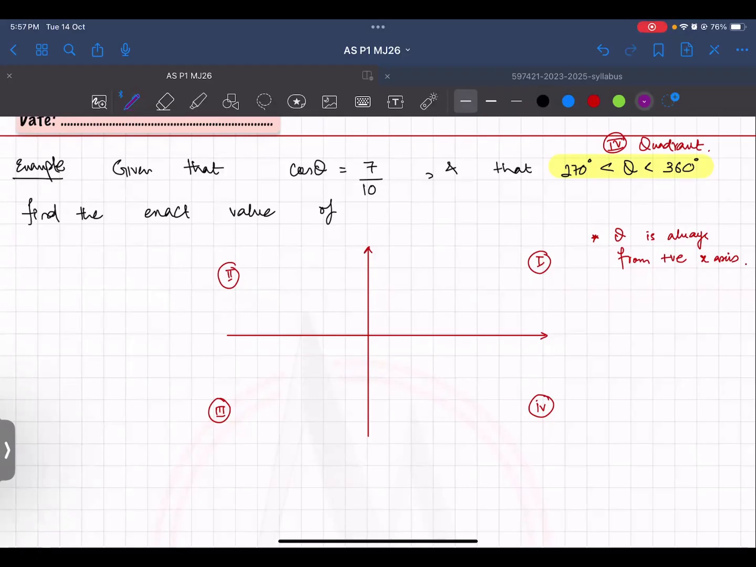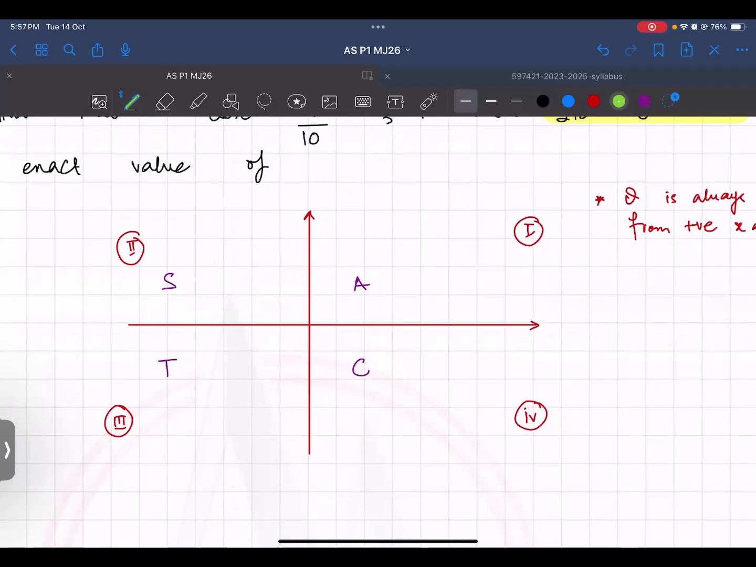This is something new now. The values of, we have this thing, we call it CAST, C-A-S-T. CAST tells you which values are positive and which are negative in what quadrant.